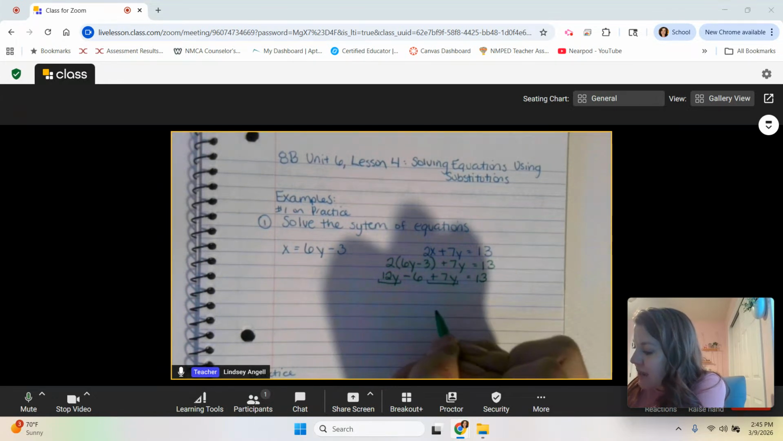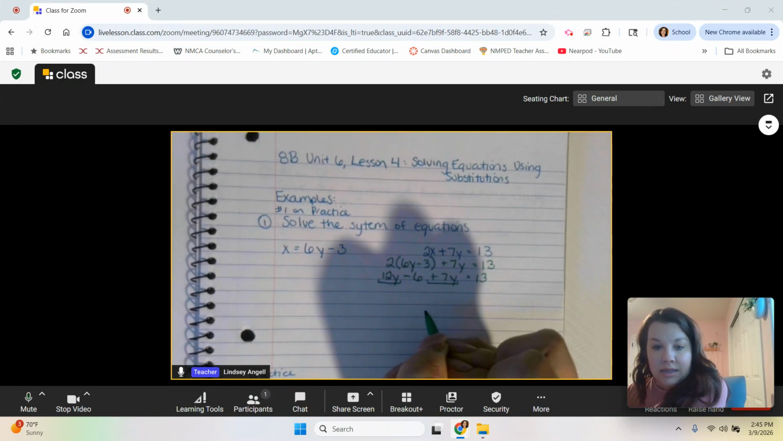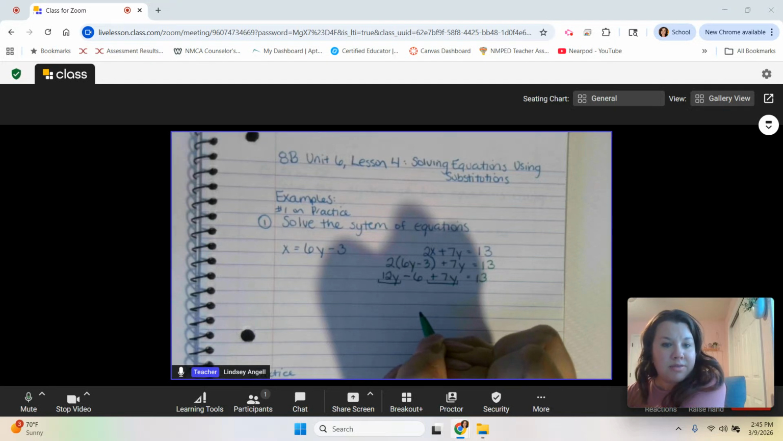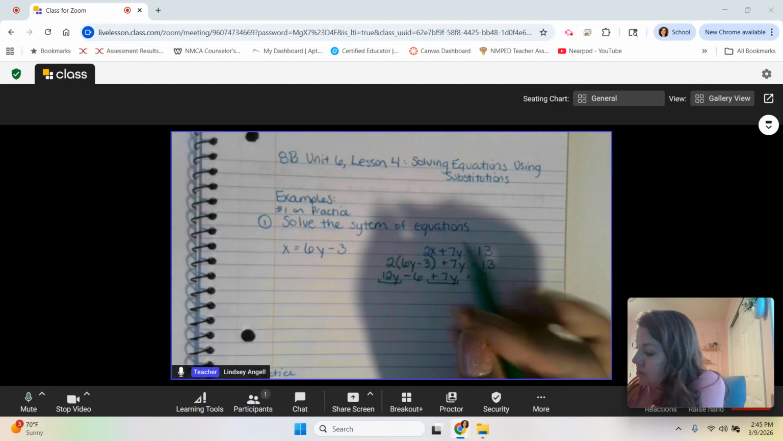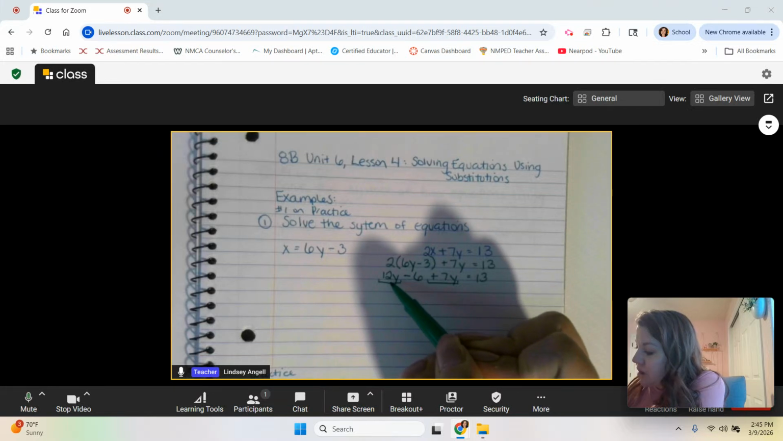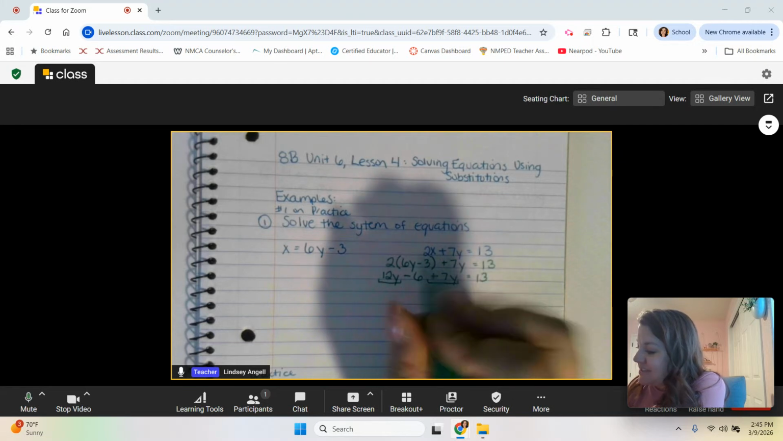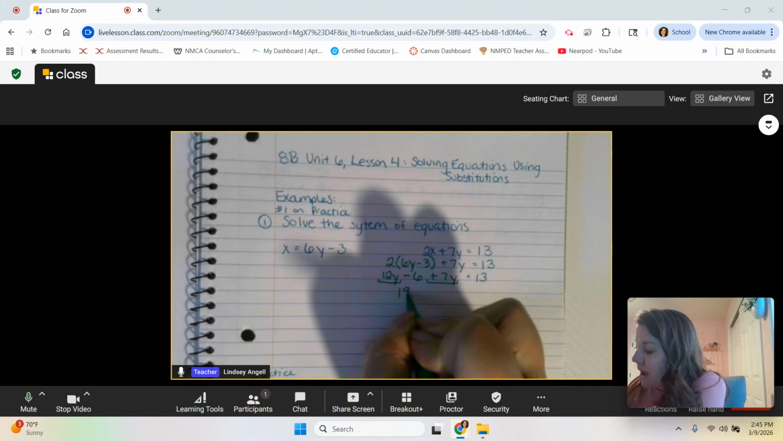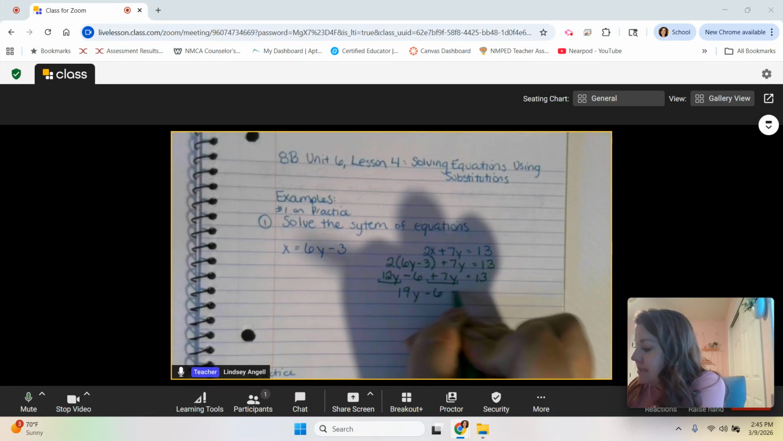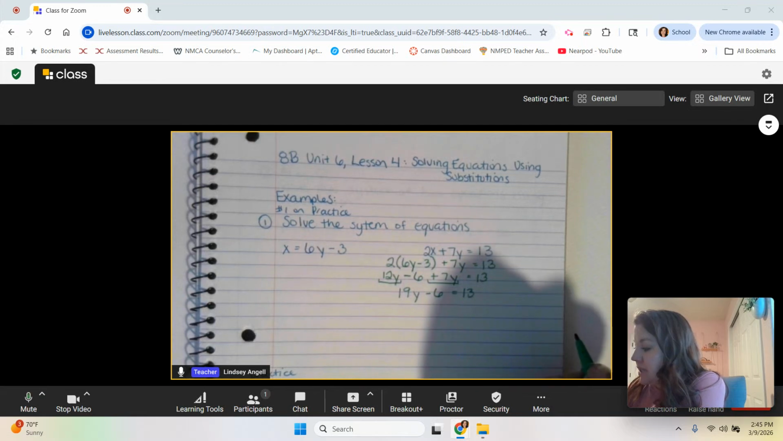When I add those together, I want to make sure I wrote it down right. Yeah, that looks good. So 12y plus 7y gives me 19y minus 6 equals 13.